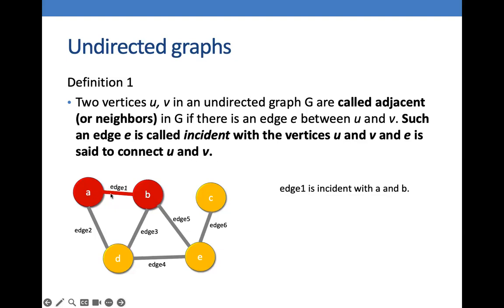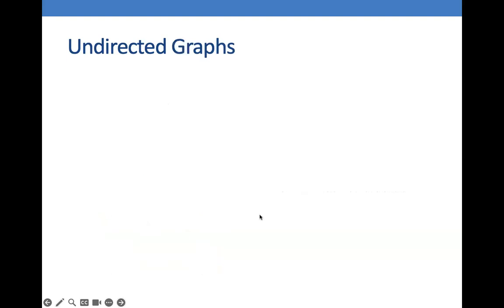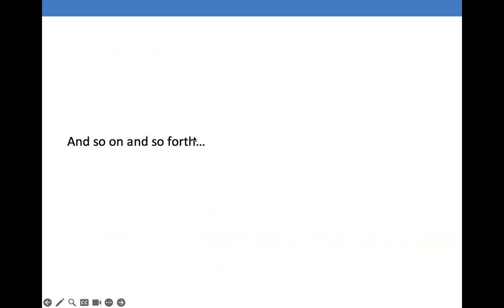So since these two are connected, this edge is called incident to A and B, and A and B are adjacent. Okay, and then let's say we have this edge 2. This edge 2 is incident with vertices A and D, and edge 2 is said to connect A and D. Okay, and so on and so forth.